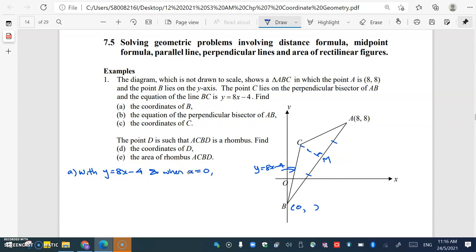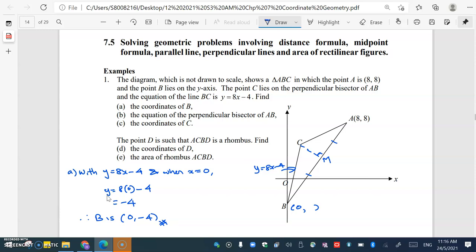So for part A, with y equals 8x minus 4, when your x is equal to 0, we can substitute to find the y value, which is 8 times 0 minus 4. We can therefore say that y is negative 4. Therefore, B is (0, -4). All right, and that's for part A.